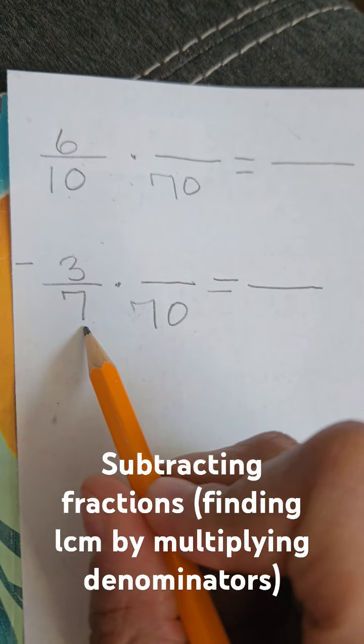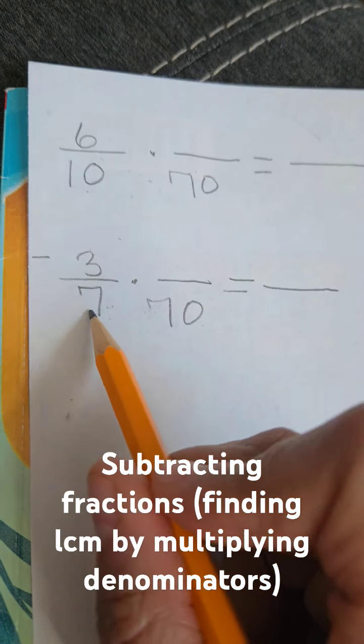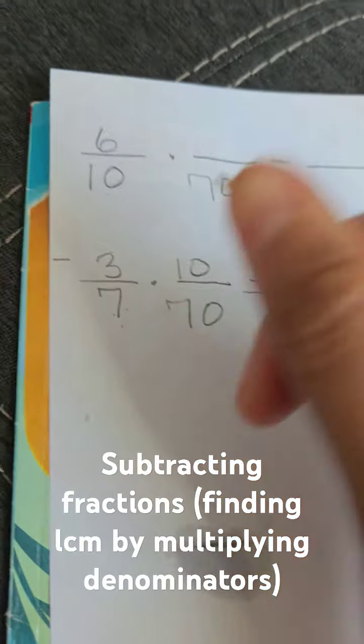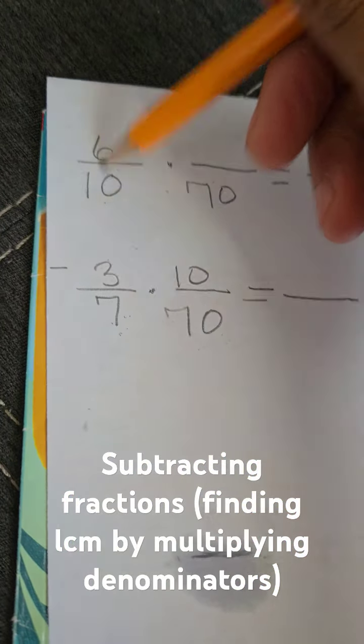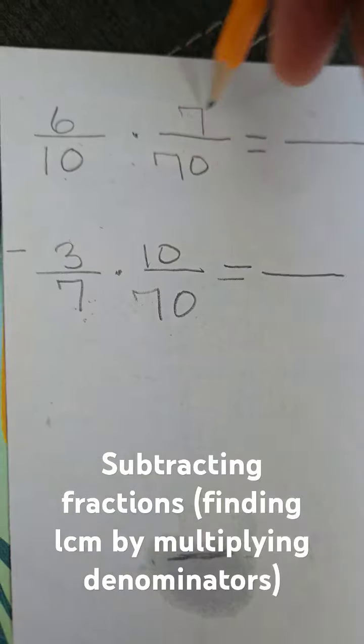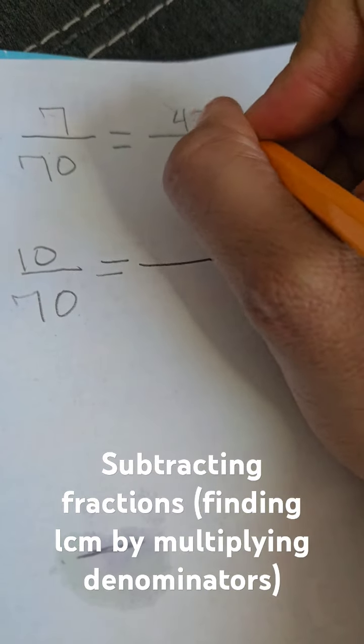Now you look again and see what times this number would give you that number. So what times 7 would give you 70, and that would be 10. Same thing up here. What times 10 would give you 70? That would be 7. And then you multiply straight across. So 6 times 7 is 42.